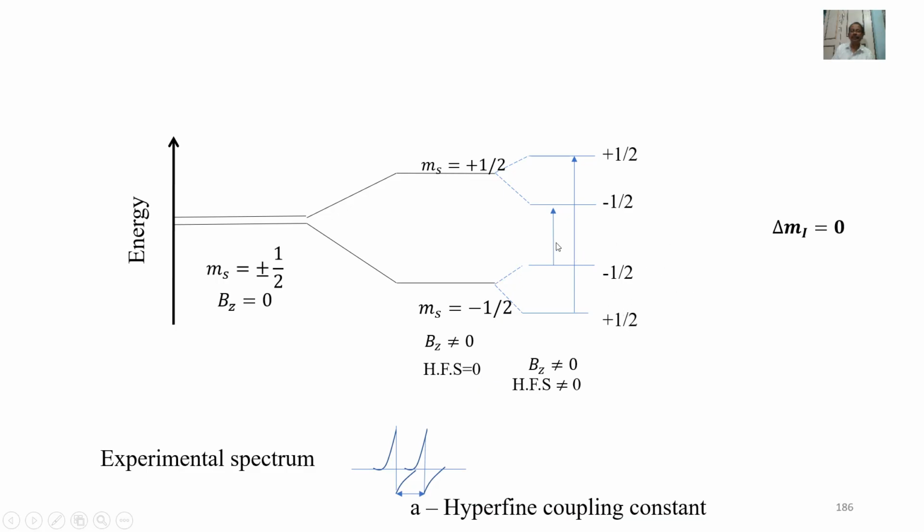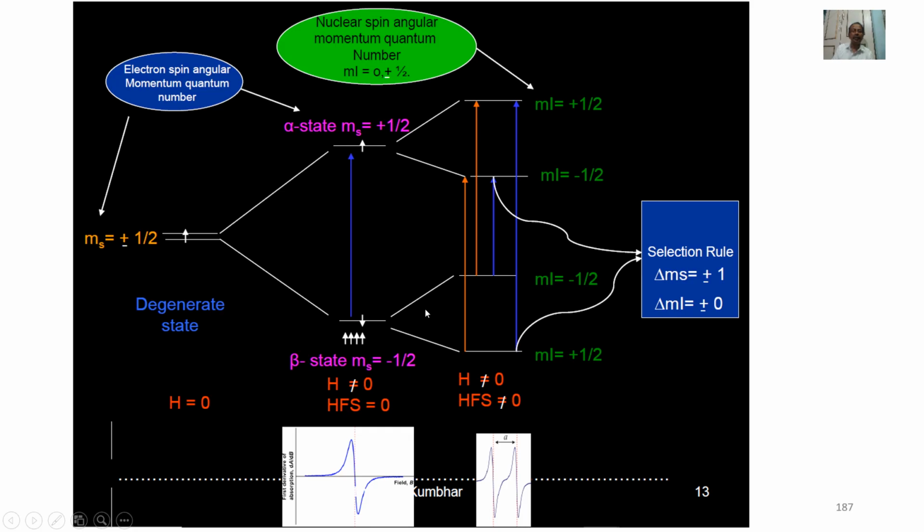We have 2 transitions using the selection rule del Mi equal to 0. These 2 transitions come from the 4 lines. After the electron interacts with the magnetic moment of the nuclei, we have the hyperfine structure. This is one more picture, the same picture, drawn nicely.